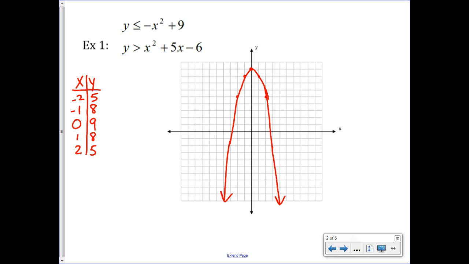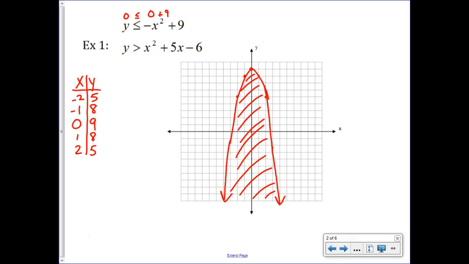So probably the easiest point for me to test would be to plug in 0, 0 to see if that would be a true statement. So if I put a 0 in here, is 0 less than or equal to the opposite of 0 squared, which is still going to be 0, plus 9? So is 0 less than or equal to 9? Yes, it is. So that means this point is true, which means that everything inside here is true.